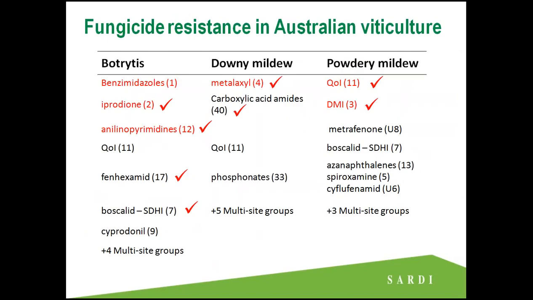Okay, so in this project, if we just look at this table here, the fungicide groups with the red tick are what we're looking at. So 4 groups within Botrytis, 2 in Downy Mildew, and the QOIs and DMIs.